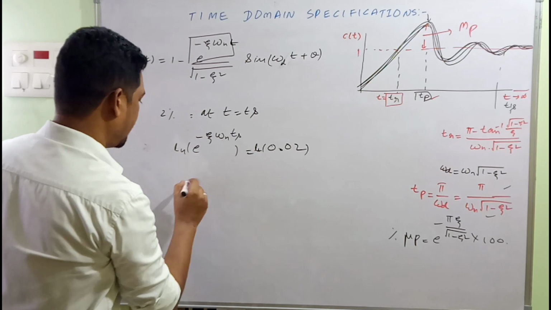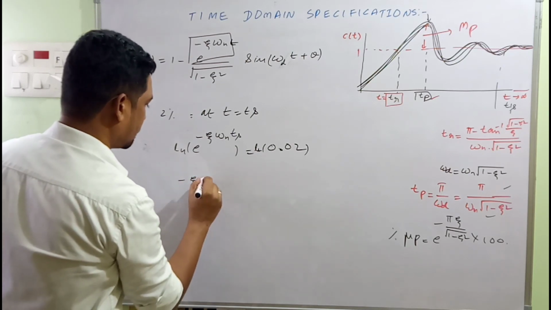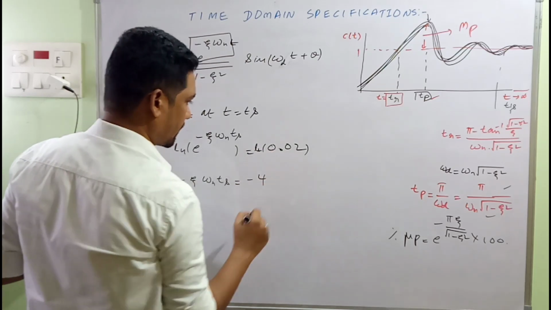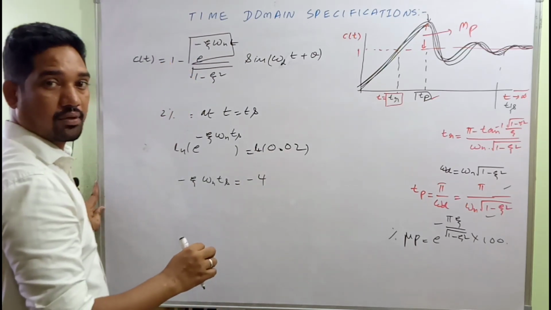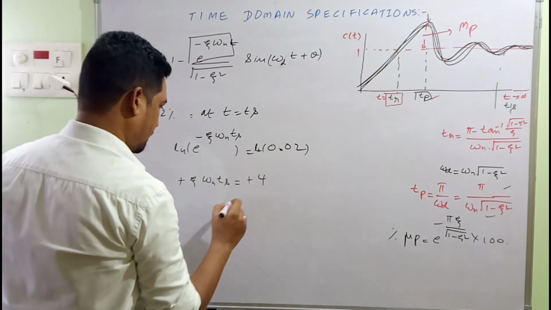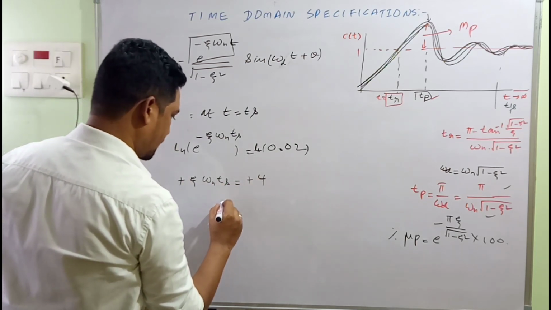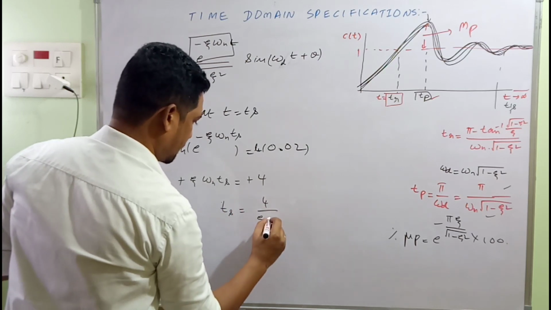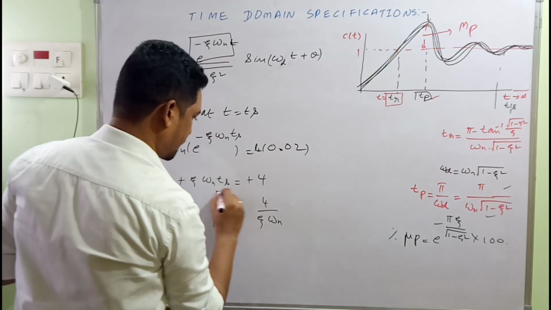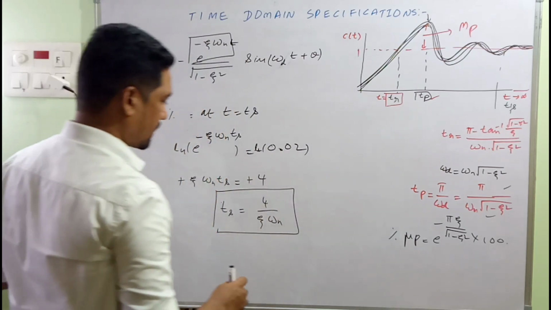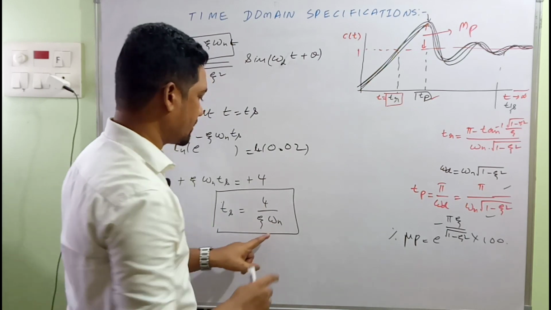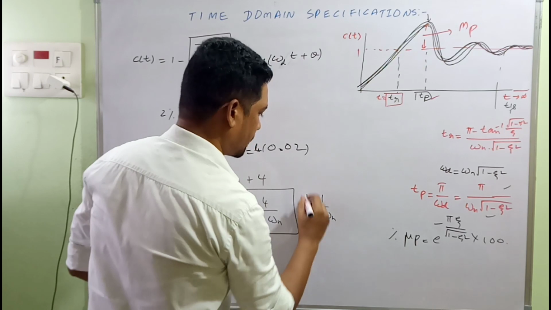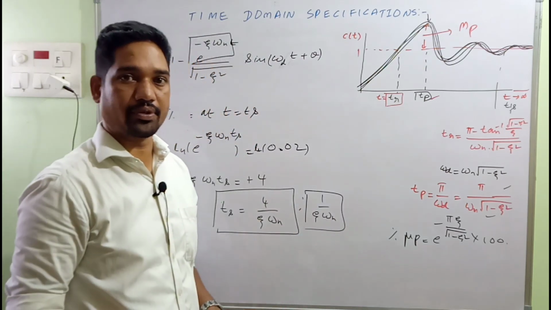Check this one. So we'll be left with minus of zeta omega n Ts, which is equal to ln 0.02, which will be minus 4, and this gets cancelled. We are in search of settling time Ts, which is equal to 4 by zeta omega n. Guys, this is the final expression for the settling time Ts. And the product zeta omega n is known as the time constant. 1 by zeta omega n is the time constant of the second order system which we are talking about.